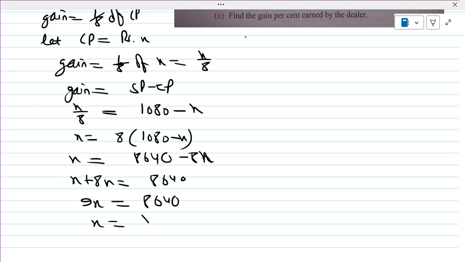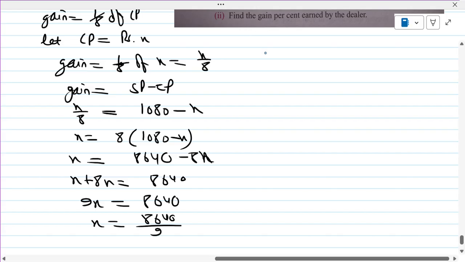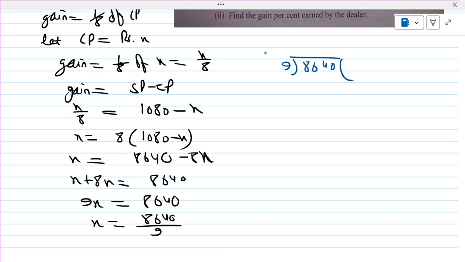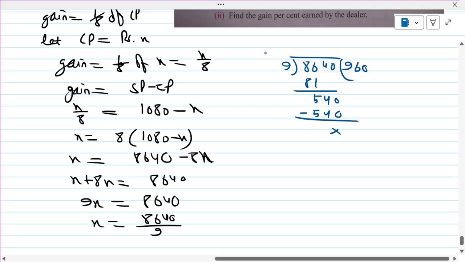So x equal to 8640 divided by 9. Let's do it in rough over here. So 8640 divided by 9. 9 9s are 81. Then 5 minus... 9 6s are 54. So 0, 0. So here also 0. So done. So it's 960. So the value of x is 960. So the thing is what?